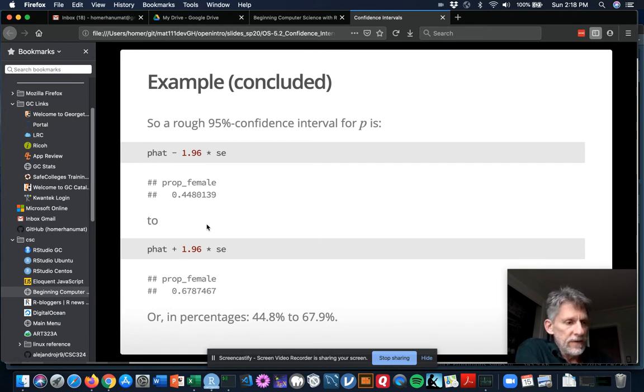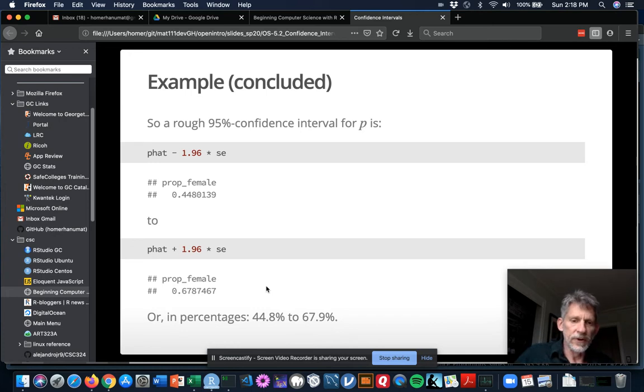So our best guess is that about 56.3% of the population is female, but our guess could be easily off by 5.8% or so. Now we stick them together to make a 95% confidence interval for P. We do our p hat, that was the 0.56, minus 1.96 times the standard error, and we get our lower bound, 0.448. And p hat plus 1.96 times standard error gives us the upper bound, about 0.678.